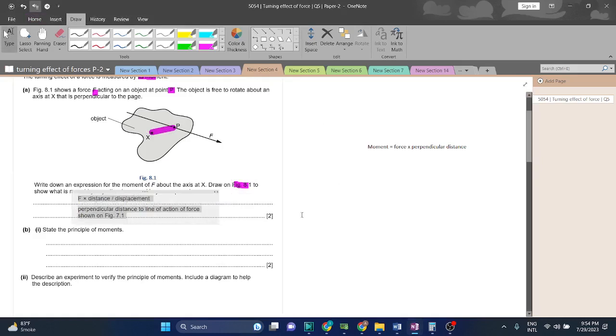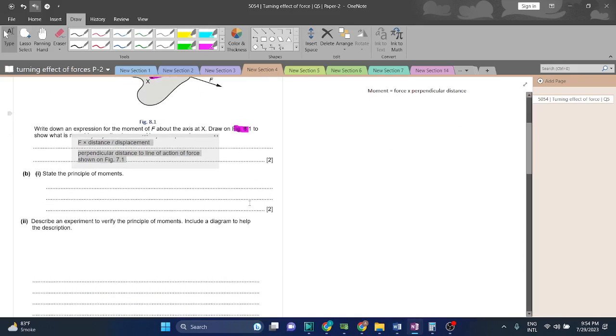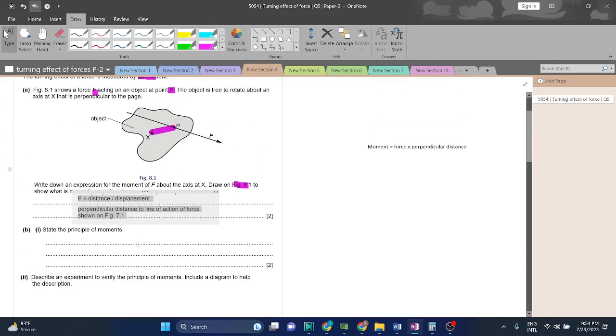F times the perpendicular distance to the line of action of the force. The line of action is this; extend it. It was usually dotted, but I don't know what happened during the transfer. You have to extend the line of action in order to find the perpendicular distance, and the perpendicular distance will be the distance between the pivot and the force. Okay? So that will be the answer.